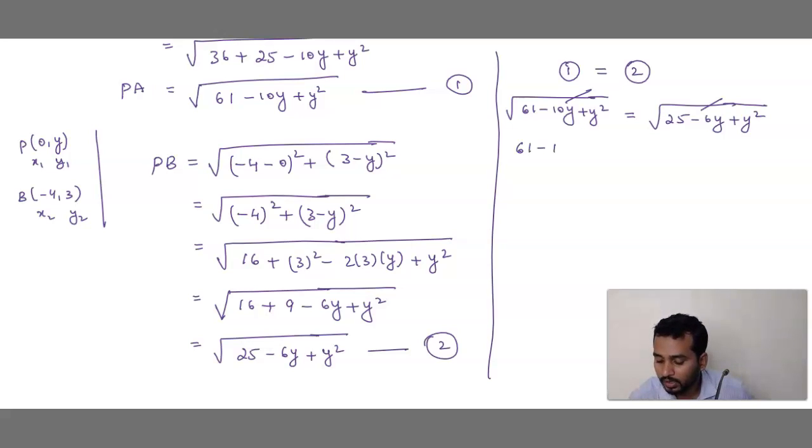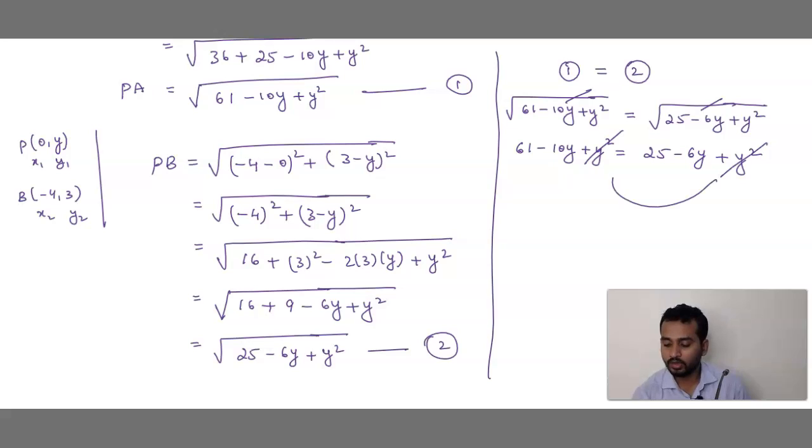61 minus 10y plus y square is equal to 25 minus 6y plus y square. Again we can see this y square gets cancelled, because this plus y square, when it comes to this side, becomes minus y square. So plus and minus will get cancelled, right? Now let me take y terms one side, constant terms other side.